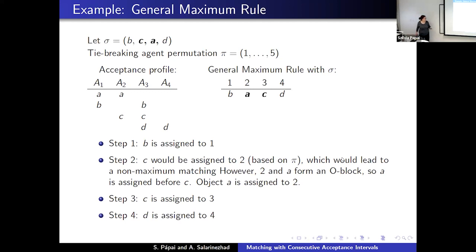But it would not have been possible without altering the original ordering. So we have A, then C instead of C, then A. And that's due to the O block.